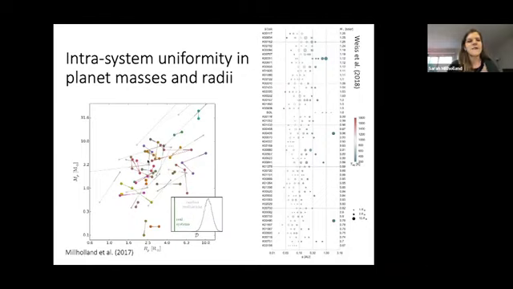On the left, we can see this intrasystem uniformity for both the masses and the radii, where all planets in a given system have the same color and are connected by lines.